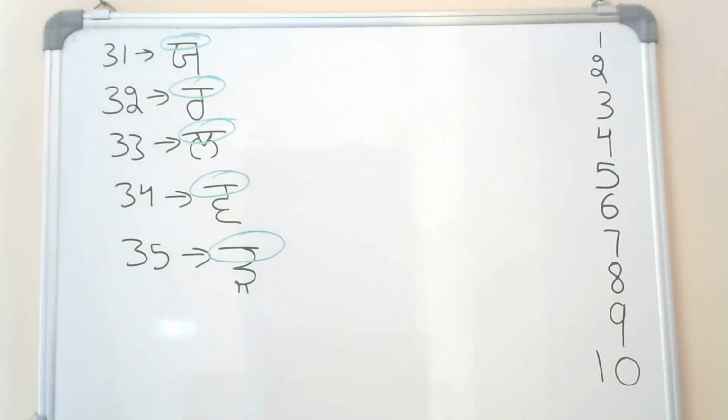Okay, so this was the lecture of today. We have only one line left to discuss in the whole Varnmala or alphabets of Gurmukhi, you can say. We will cover that up in the next lecture. If you have any doubts or questions, or if I have made any mistakes, please let me know in the comment section below.